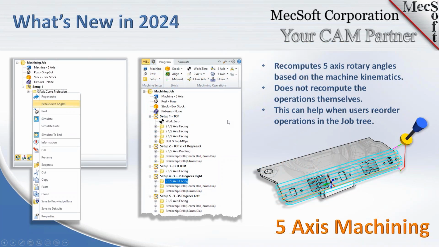Now this one here is a relatively minor enhancement, but it comes in really handy if you're doing indexed 5-axis operations. So you see this part over here on the right. We do some index machining, and each one of the setups here is an indexed position in 5-axis.